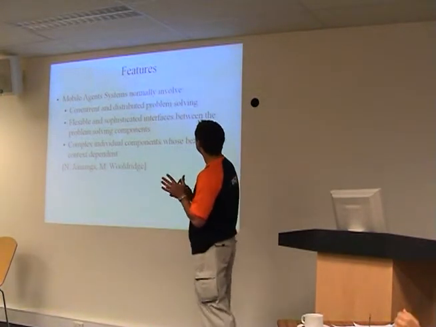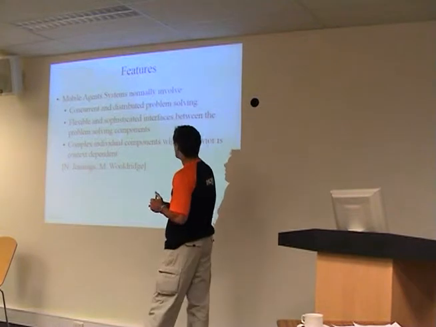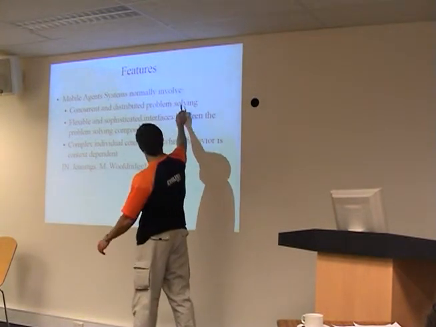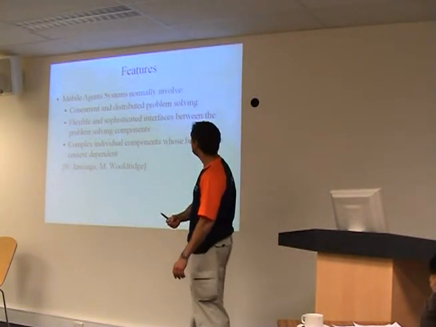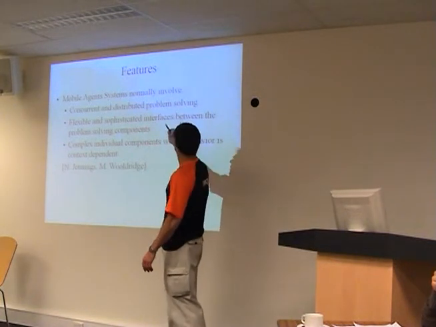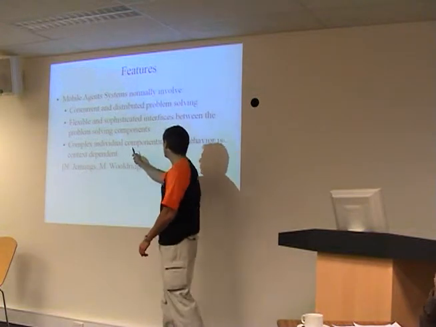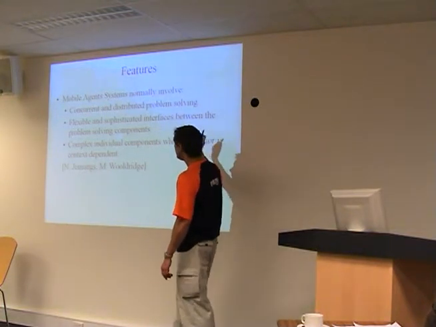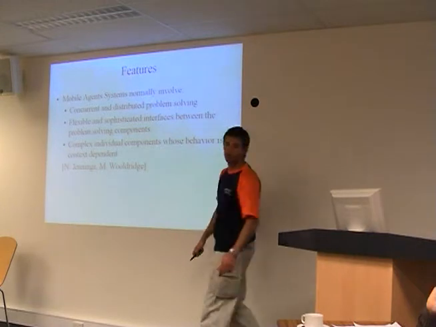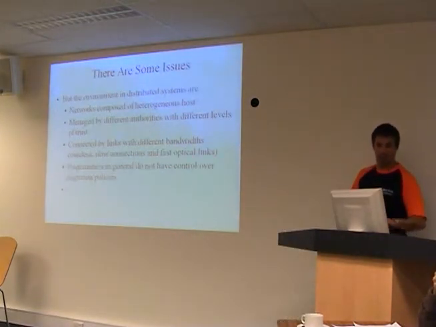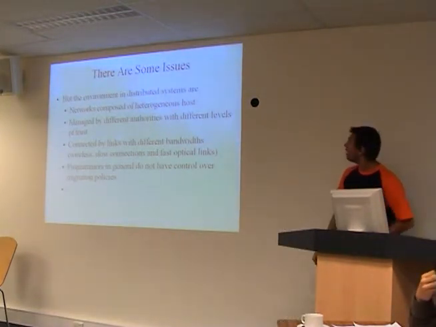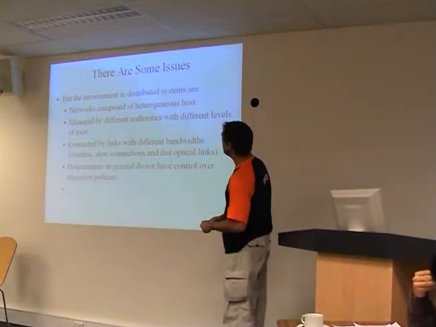On top of that, you have another feature that you need in mobile agents: concurrent and distributed problem solvers, which you have to be able to manage. A flexible and sophisticated interface between the problem-solving components in your agent. Complex individual components whose behavior is context dependent as well. You have to have knowledge of the environment as well. And then also some issues regarding networking.